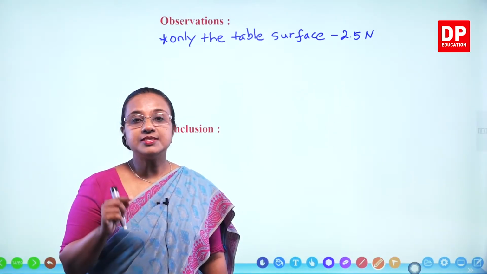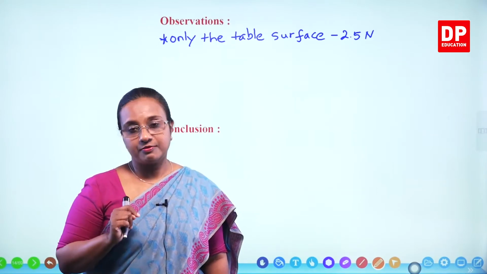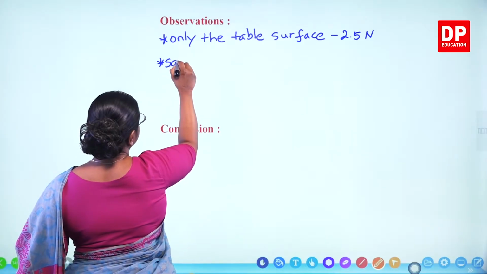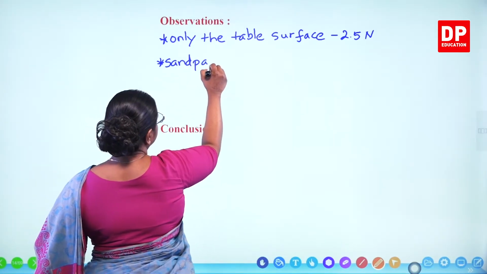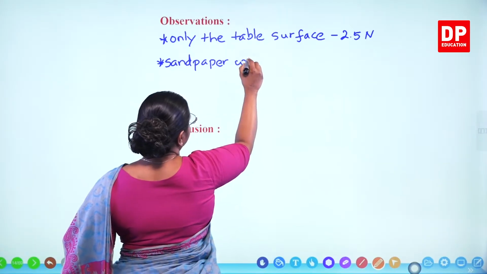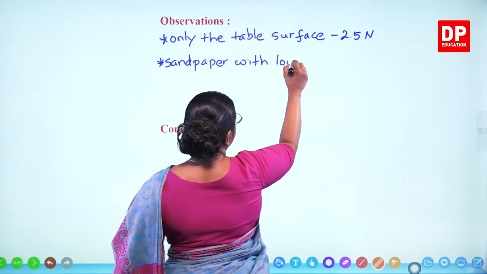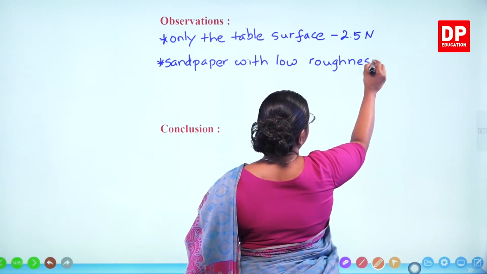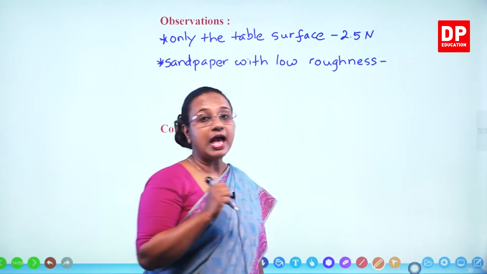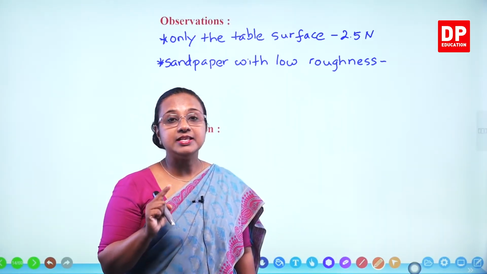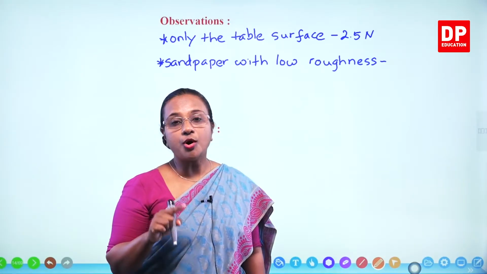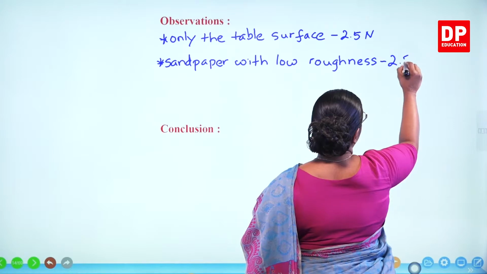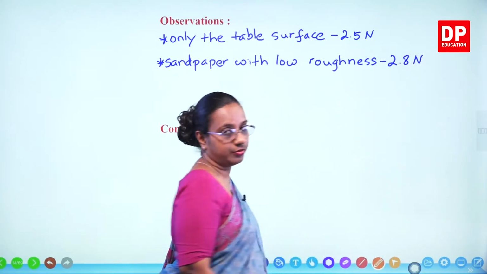And when we use the sandpaper with the least roughness, so for the sandpaper with low roughness or less roughness, you can say, we needed to apply 2.8 Newtons. You were able to observe that during the activity. So the force required was 2.8 Newton.